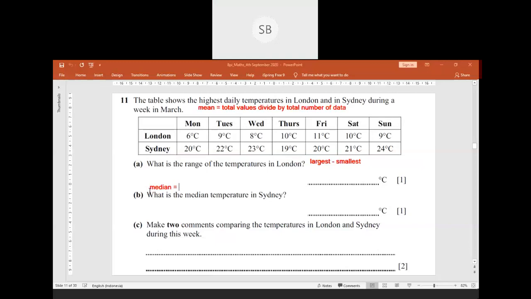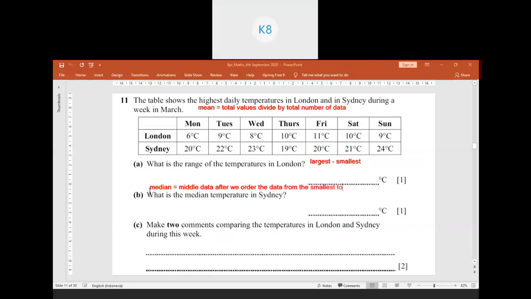Median is a type of average. When you arrange all the data from the smallest to largest, you find the one in between. Yeah, correct. The middle data after we order the data from the smallest to the highest.